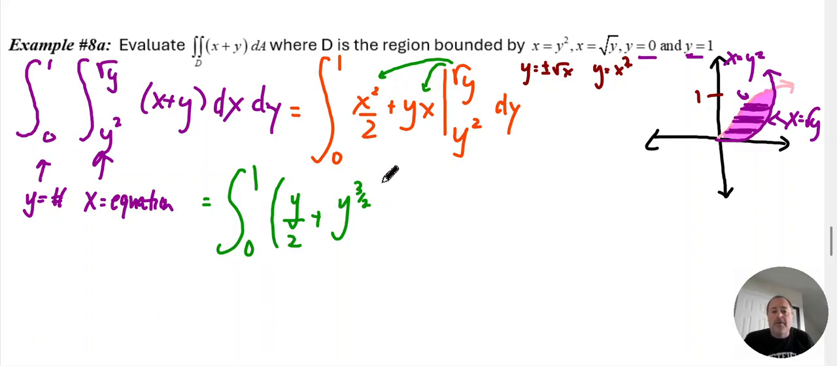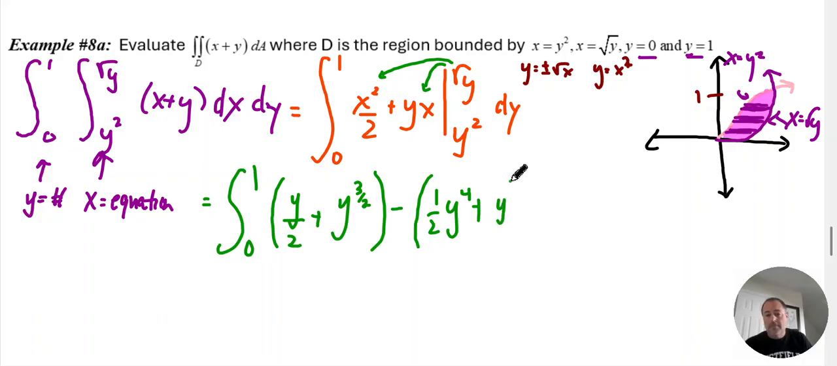And so we're going to put big old parentheses around that. And then we're going to subtract. And now we're going to put y squared everywhere we see it. All right? So we're going to have a 1/2. Well, y squared squared is going to be y to the 4th. And then we're going to do plus, we'll plug in a y here, we're going to get a y cubed. All with respect to y.